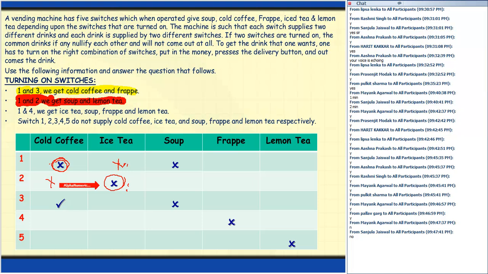Now same logic I can say, from 1 you are not getting a soup. So from 1 if you are not getting a soup, it means from 2 you must get a soup. Why? Because 1 और 2 के combination से soup आना चाहिए. From 1 you are not getting a soup, so from 2 you must get a soup. Is that clear to all of you?